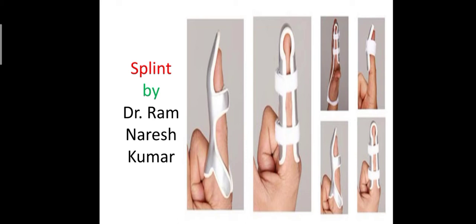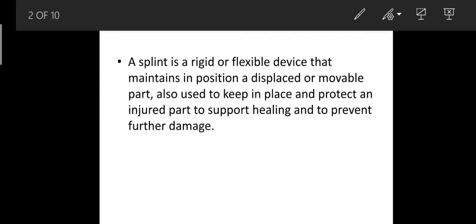Today I am going to discuss a new topic, that is a splint. What is a splint? A splint is a rigid or flexible device that maintains in position a displaced or movable part, also used to keep in place and protect an injured part, to support healing and to prevent further damage.